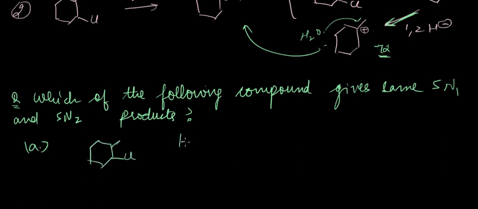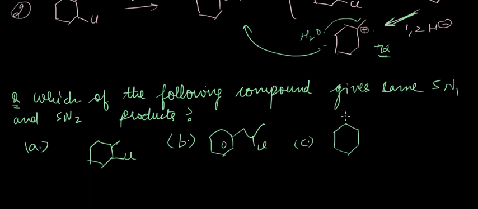this one, B is a phenyl ring substituted with this group, C is this group, and D is this compound. Okay, so the correct answer would be D.